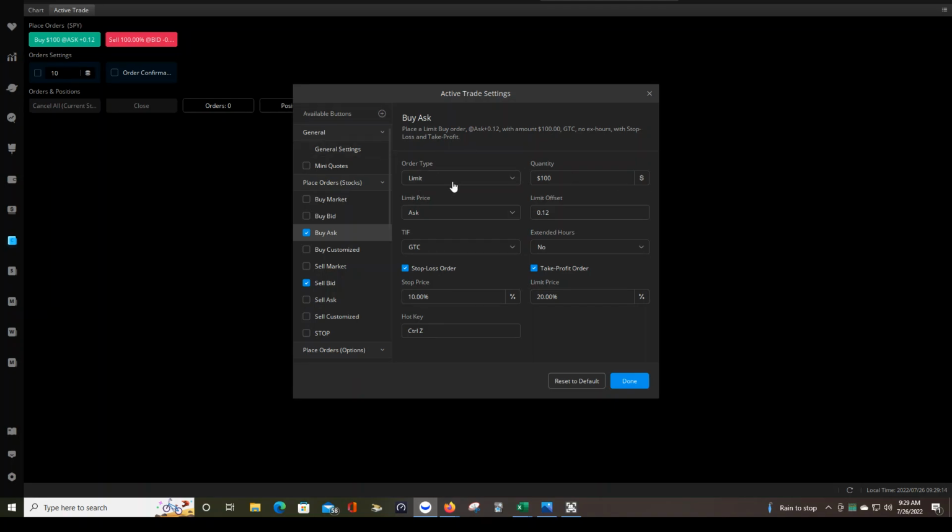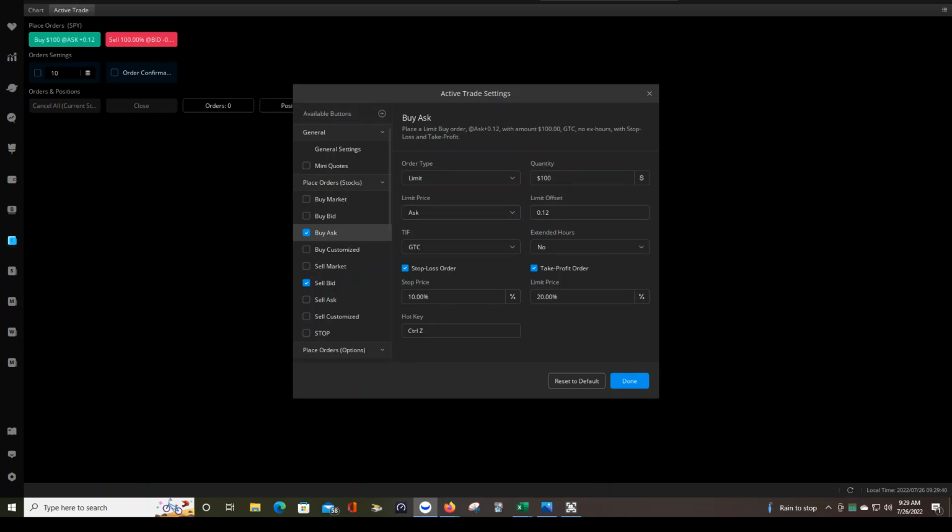So the order type is limit. The quantity depends on your position size. If you're just starting out, I strongly suggest changing this to one single share. You can click through these, and right here is the share size, and you can just put in one single share. Of course, right now we are trading with $100 per trade, that's just where we are with our small cap plan at the moment. The limit price is ask, and I'll get into that in detail.